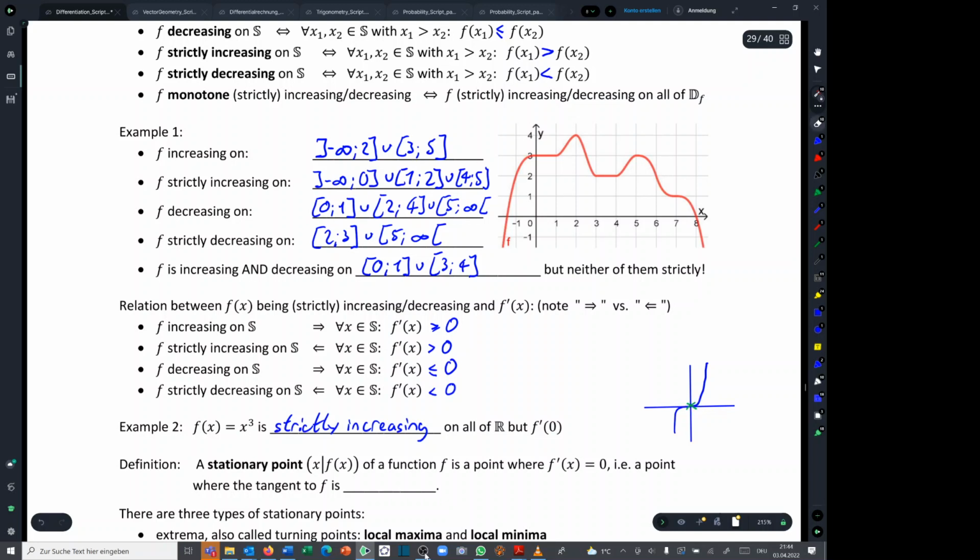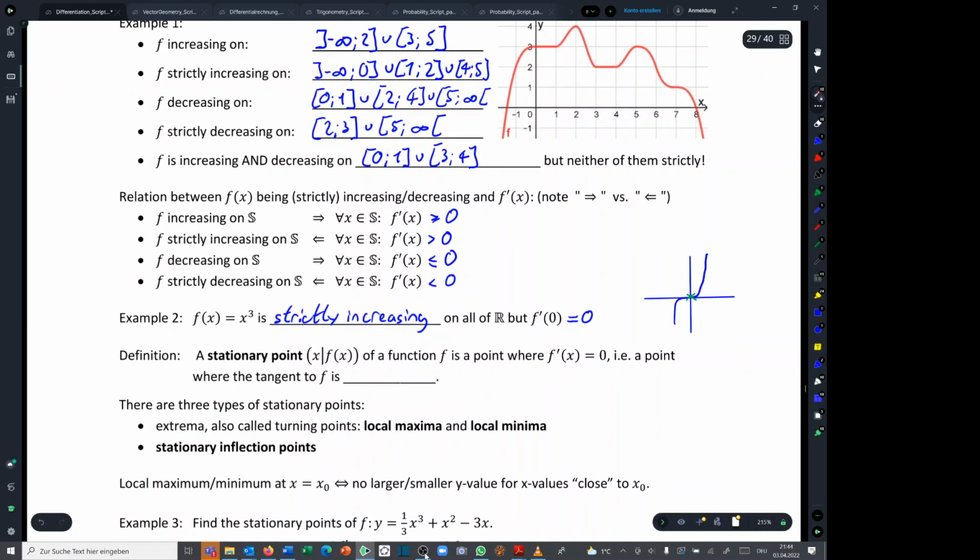But at the same time, for f of x being x to the power of 3, f dash of x is 3x squared. So f dash of 0 is 0. This is the explanation why we have these tricky things with the implications from right and left. That's exactly about these situations. For all the rest, it's unproblematic.